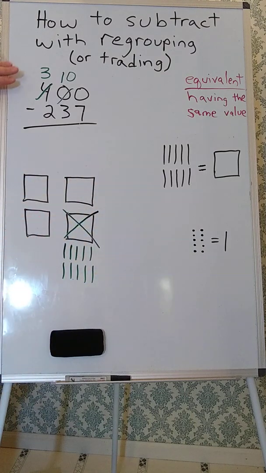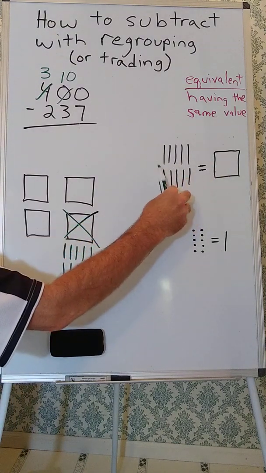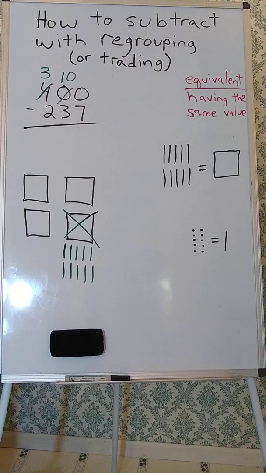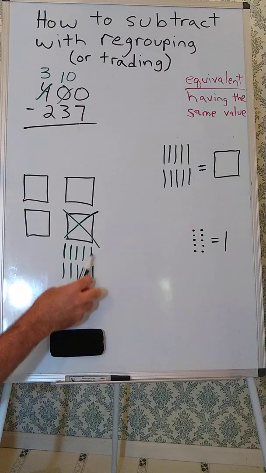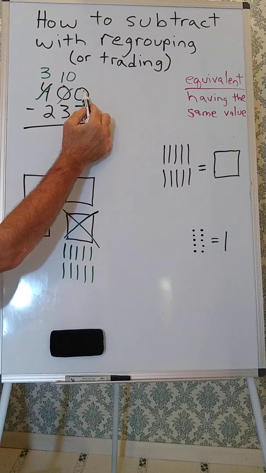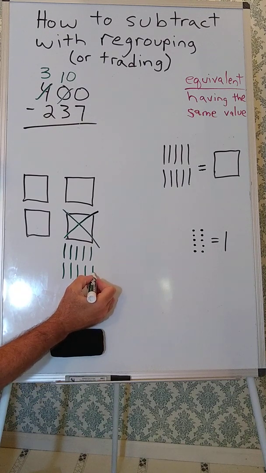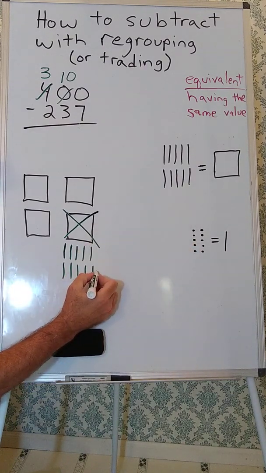The idea is we have to keep this number equivalent to what it was at the beginning, and we do that by trading equal values. Okay, well, why did we need to get those tens? We needed to get those tens because we needed some ones. So what should we do next? If you said trade one of these tens for 10 ones, you're correct.